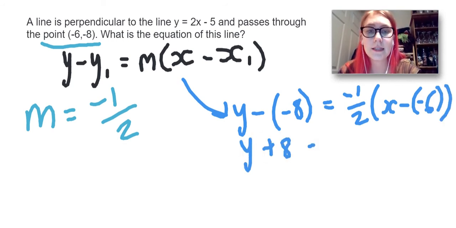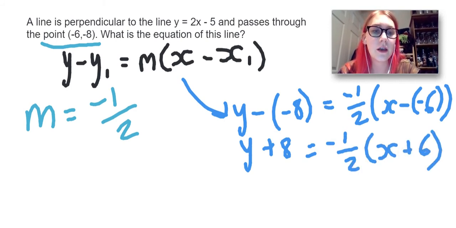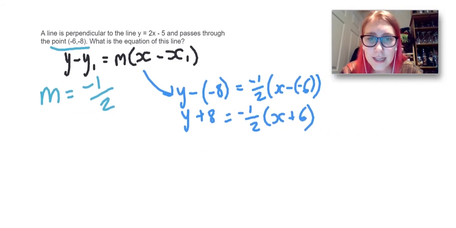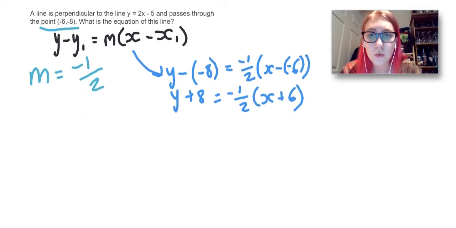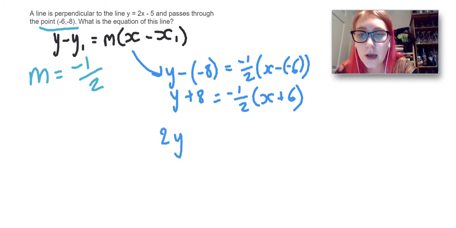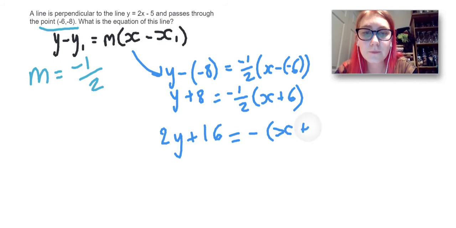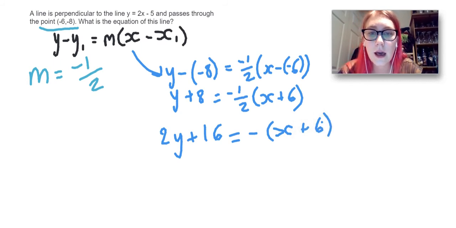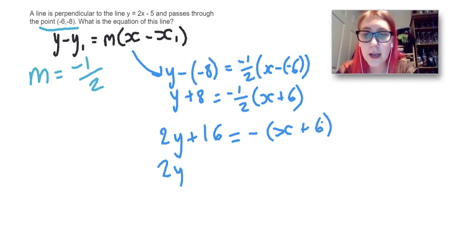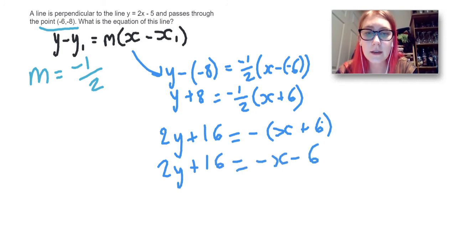So y plus 8 equals minus 1/2 (x plus 6). So that's just seeing that two negatives make a positive in a couple of places. Then to get rid of that horrible fraction, I'm going to multiply this all up by 2. So I get 2y plus 16 equals minus (x plus 6). Then I'm going to expand out this bracket on the right-hand side: minus x minus 6. Then I'm going to subtract 16.